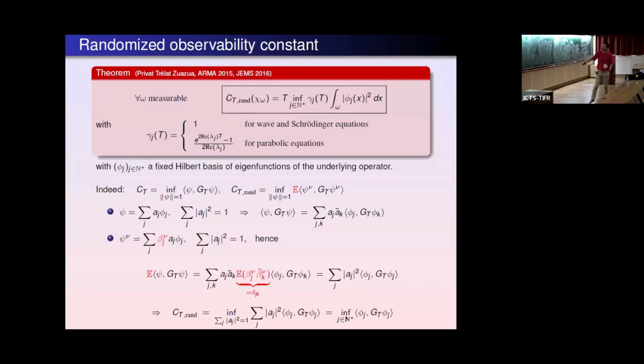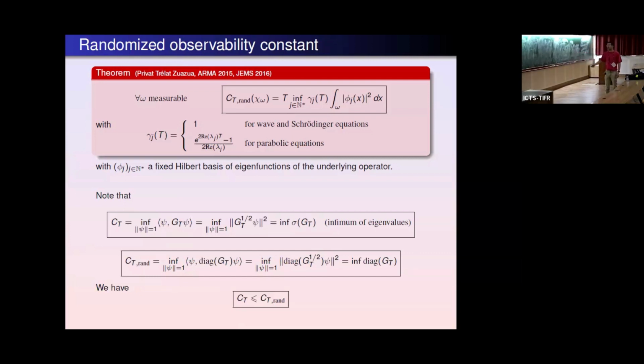We can redo the complete computation if you want, but this is just what I said. The deterministic observability constant is the lowest eigenvalue of the Gramian. And the randomized observability constant is the infimum of the expectation of this scalar product, which kills all terms off diagonal, exactly the same computation I did yesterday. You expand the quadratic form here, and all terms that are off diagonal, so when j is different from k, are killed by the random laws, by taking the expectation. So this is the trick.